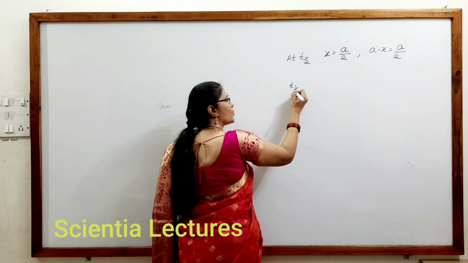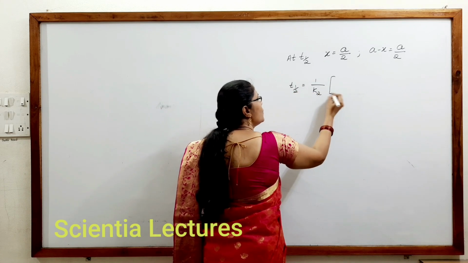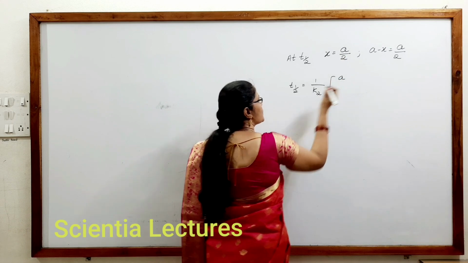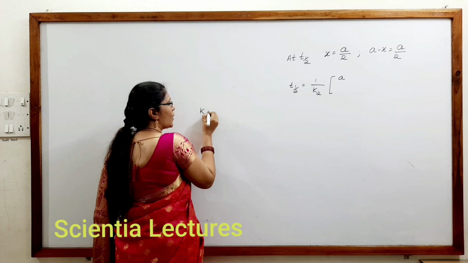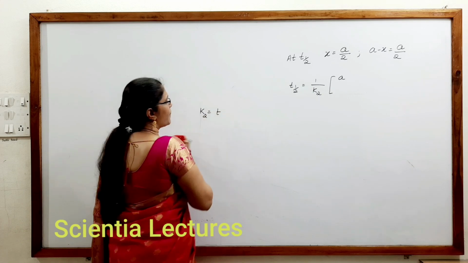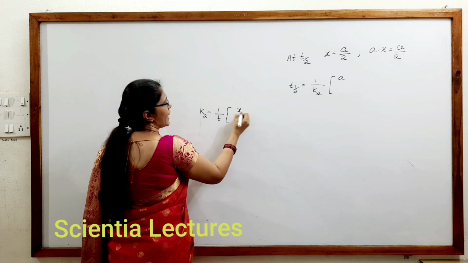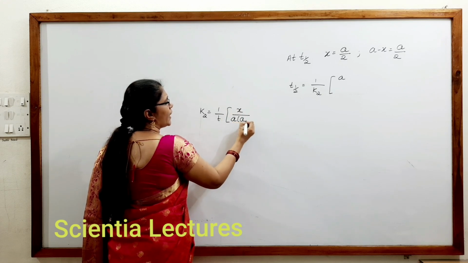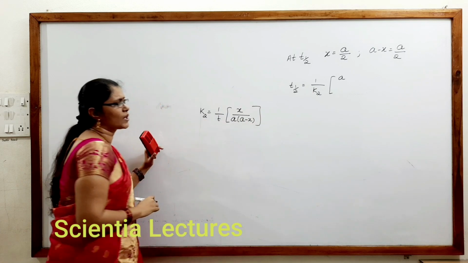T half is equal to 1 by K2 into, in place of x, what do we have to substitute? What is the equation we have got already? K2 is equal to 1 by t into x by a into a minus x. This is the rate equation of a second order reaction we have got.